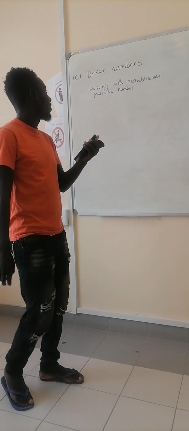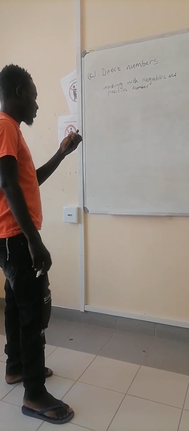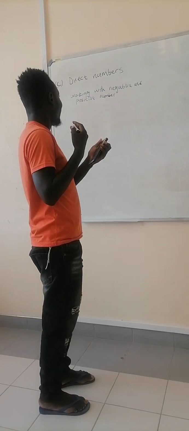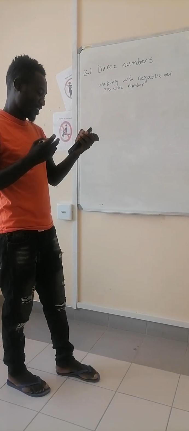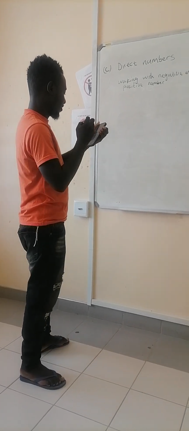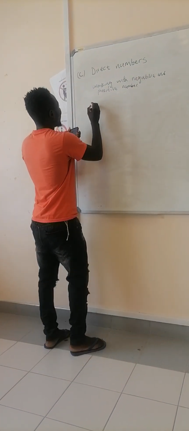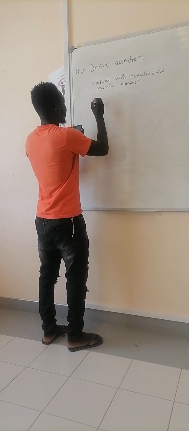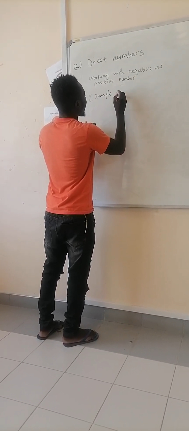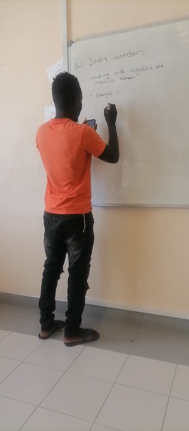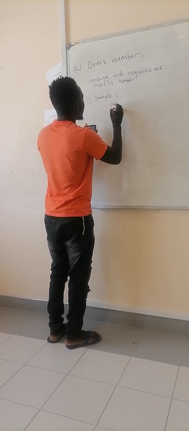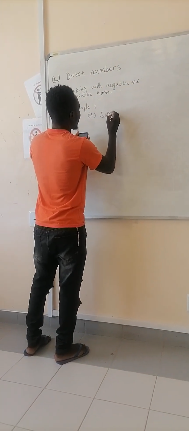So, on our chalkboard we have working with negative and positive numbers. We are going to start with example one. Let's start with example one before we continue. Example one says, question A, simplify.